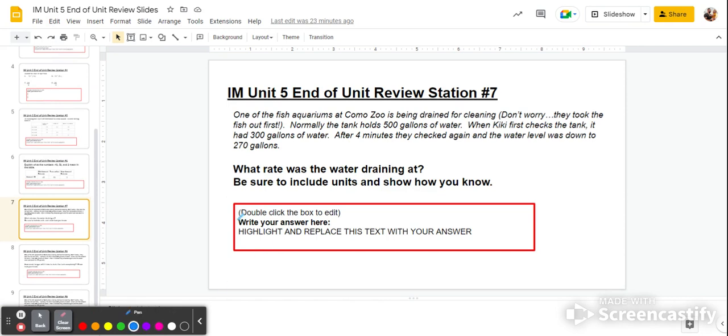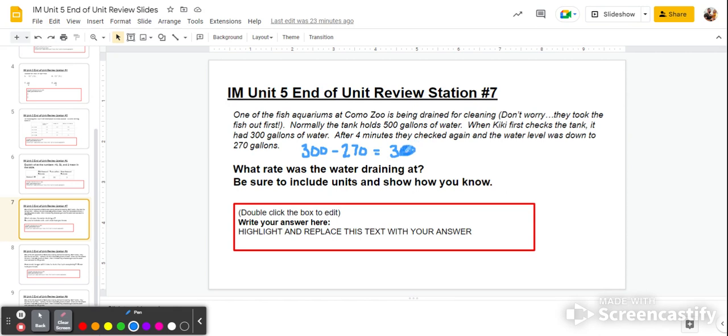Let's go to blue. All right. Well, we know at the Como Zoo there's a tank. It holds 500 gallons of water, but when we come, there's 300 gallons in the tank, and we ended with 270. We want to know how fast that's going out. So what you want to find out is the difference between what is originally there and how much is left. And when we do that, we end up with 30 gallons in the tank.